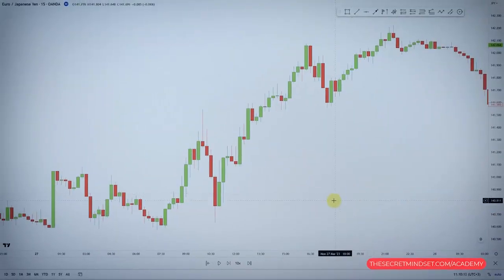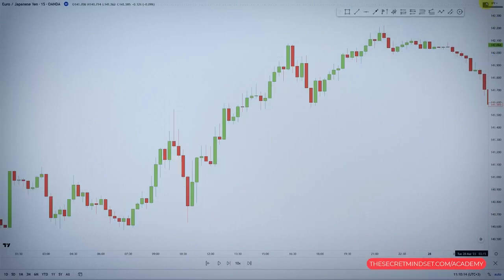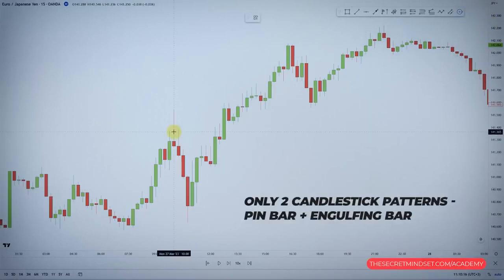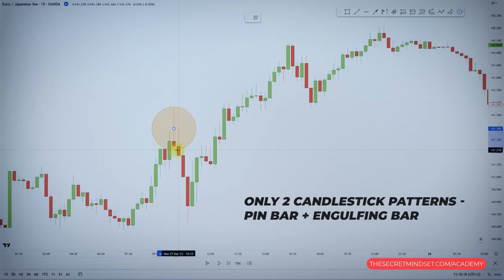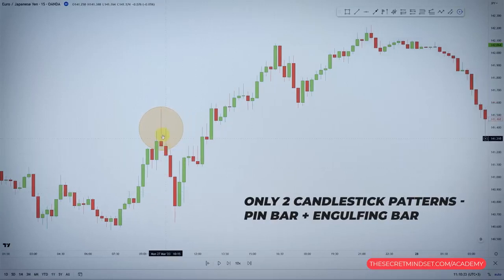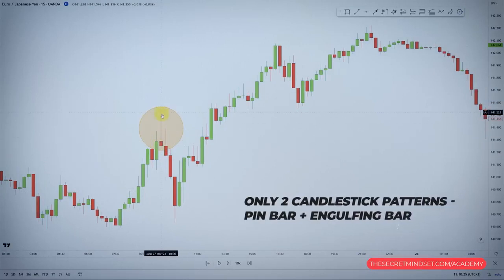Now, I don't want to bore you with a multitude of candlesticks used in day trading. When I'm trading, I tend to heavily rely on 2 special patterns as the entry trigger. The first one is the pin bar.